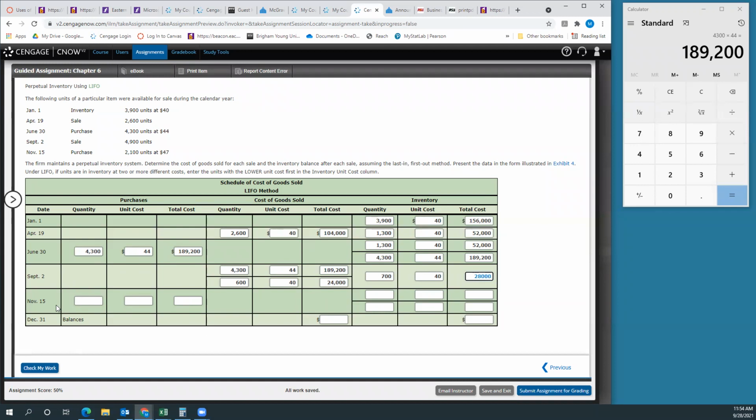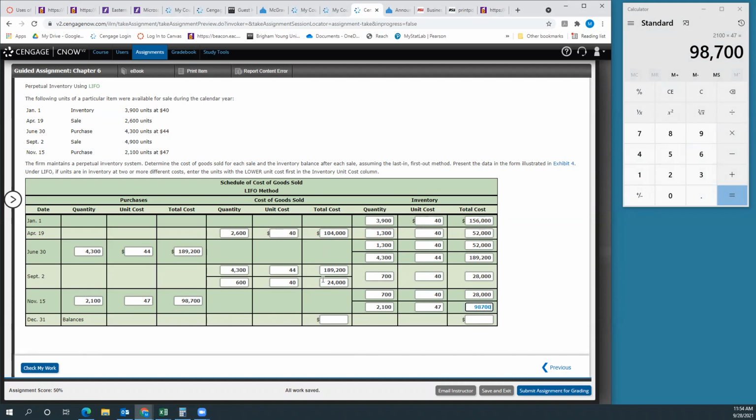On November 15th, we purchased another 2,100 units, this time at $47 a unit. The total cost of that is 98,700. So now we have the 700 units at 40 plus the 2,100 units at 47 we just purchased. And now we should be good to do our totals.